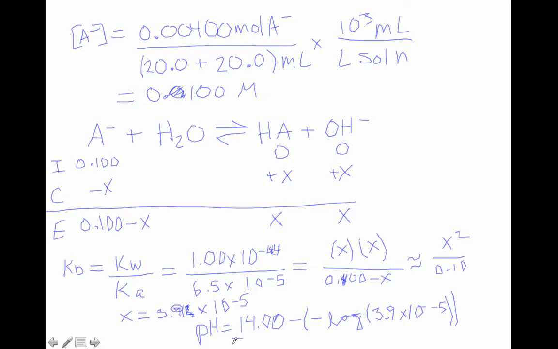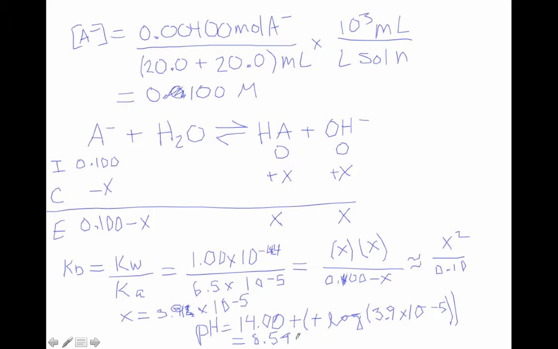And if you run this through your calculator, recalling that these two negatives cancel, the result for the pH is 8.59. For the neutralization of a weak acid with a strong base, the pH at the equivalence point is not going to be neutral because the conjugate base of a weak acid will undergo hydrolysis to make the pH of the solution slightly basic.